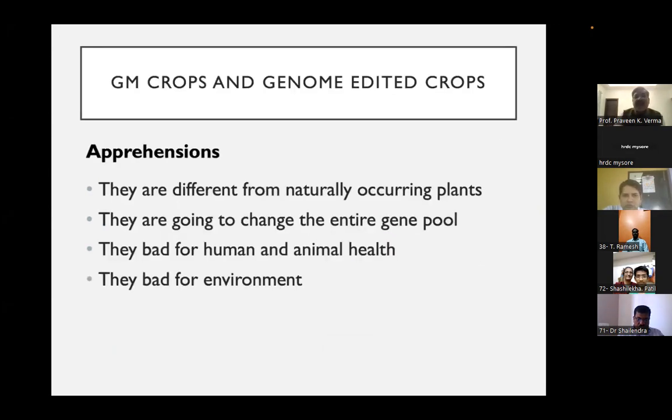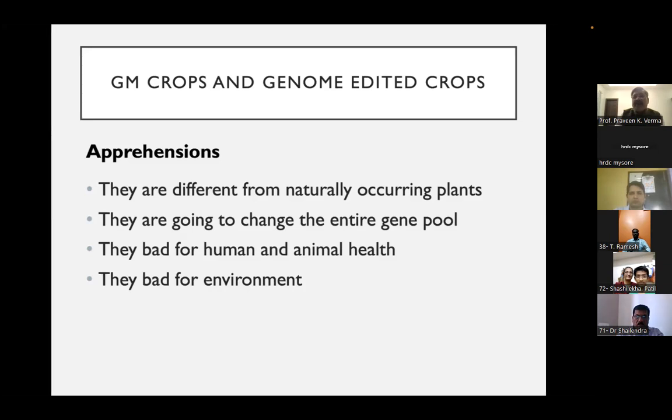The major apprehension people usually have about GM crops and genome edited crops is that they are different from naturally occurring plants. There are many logical arguments and experimental evidences that what we eat right now has already been modified several times by our forefathers. What we are eating is not the same crop which people started growing about 10,000 years back. How they got it is called selection breeding, and they all did it in this way.